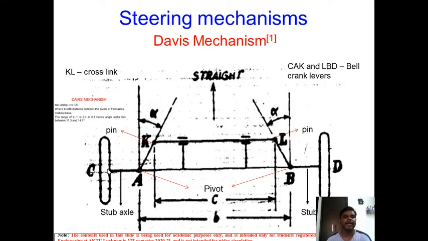So in this bell crank lever CAK, there is a pin point at K and L. Okay, so at these pin points and about these A and B pivots, this entire crank lever can move. Okay, can change its position. So we can say that in that case of Davis mechanism, the condition of correct steering is met under all the situations of turning the steering system.